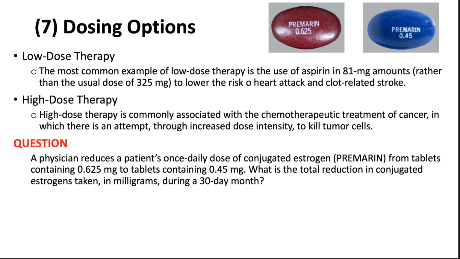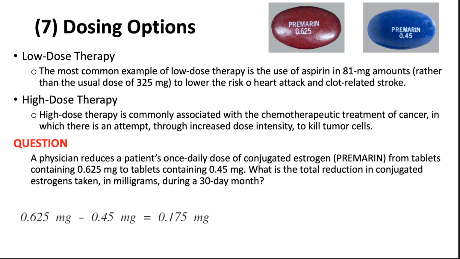All right, so what do we know? We know the old strength at 0.625. We know the new strength at 0.45. And before we worry about the 1 month, let's just figure out how much we lowered the dose by. So let's take the old dose, 0.625 milligrams, and subtract the current dose, 0.45 milligrams, and see what we've done on a daily basis is reduce the dose by 0.175 milligrams every day. So every day we're taking that much less drug. Our dose is lowered by 0.175 milligrams.